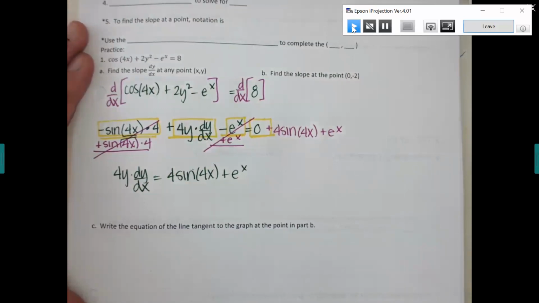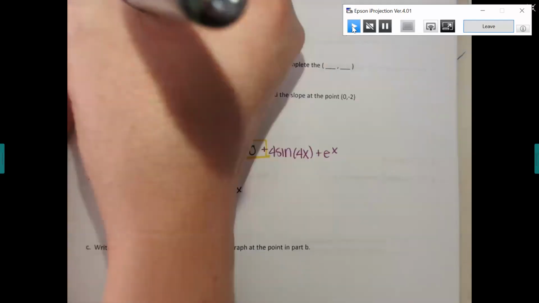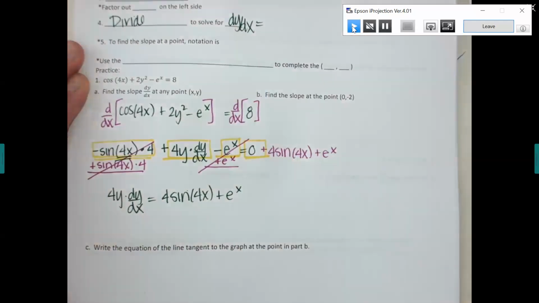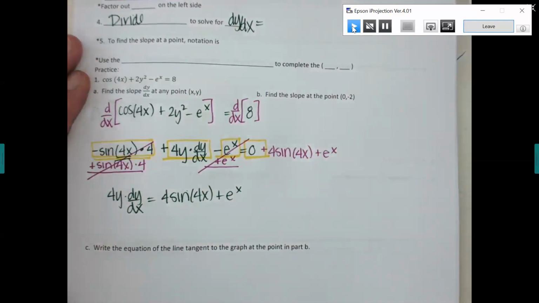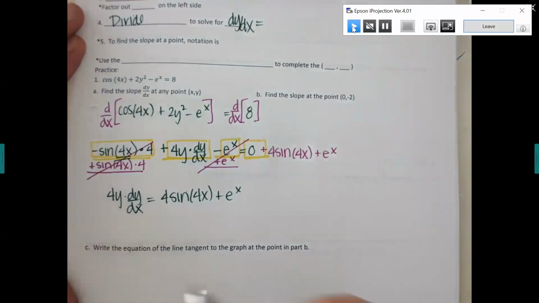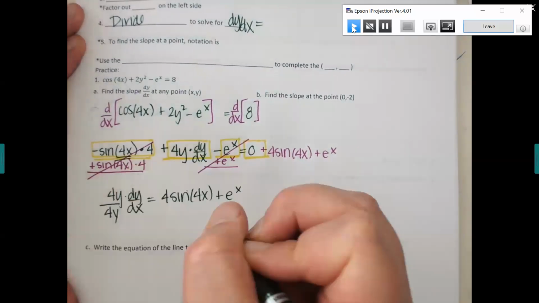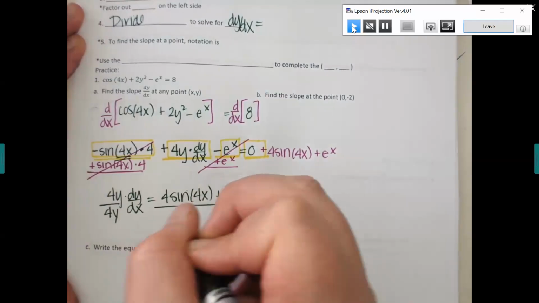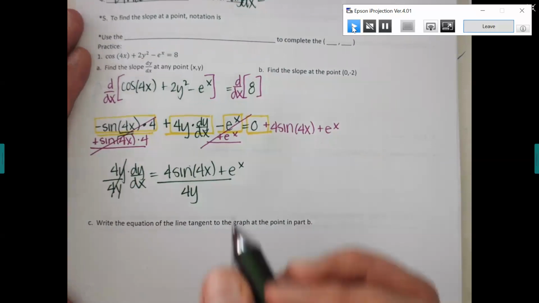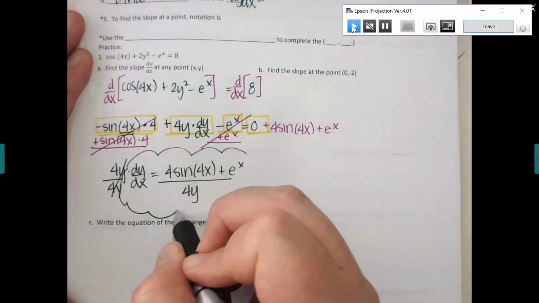Okay, your last step, step number 4, we're skipping step 3, is to divide to get the dy/dx by itself. My dy/dx has a 4y multiplied with it, so to get rid of that, I'm going to divide by 4y. And there's your equation: dy/dx equals this right here.